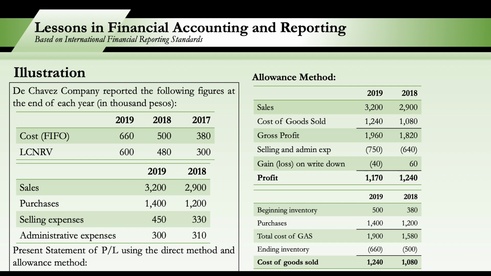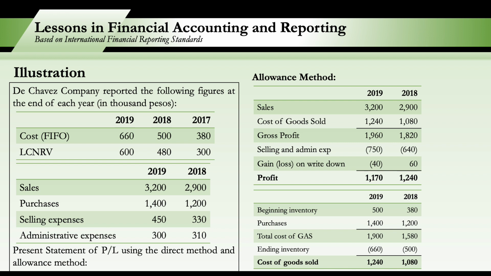Okay, so as you can notice, the profit in 2018 for both the direct method and the allowance method are both at 1,240,000. So saan lang nagkatalo? Sa cost of sales. Okay? 1,080,000 ang sa allowance method. But dito sa direct method kanina, it's 1,020,000.